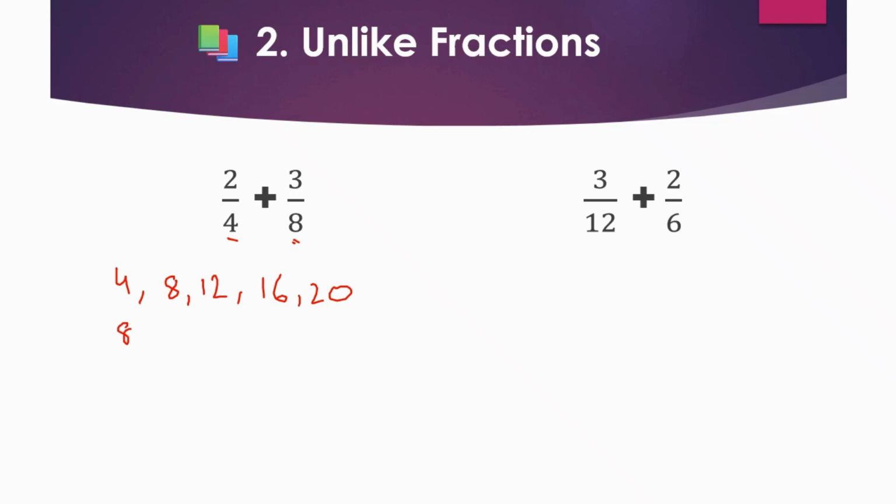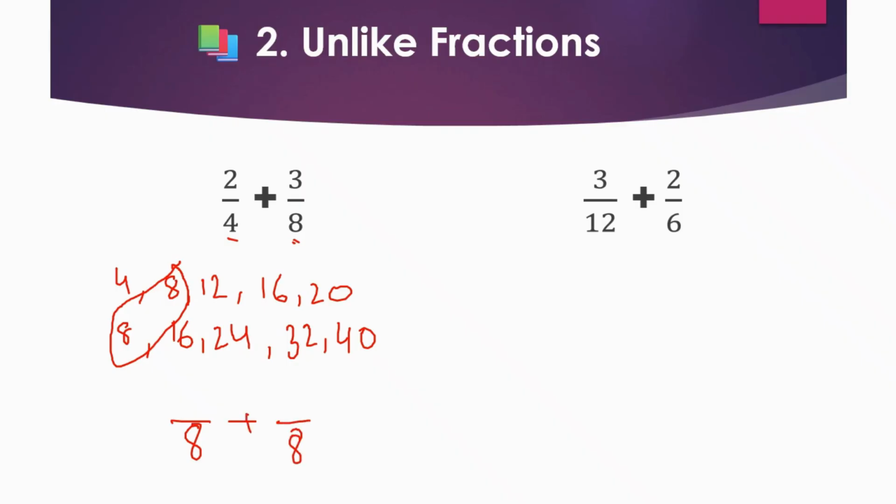Multiples of 8 are 8, 16, 24, 32 and 40. So we can see the least common multiple is 8. That means both fractions should have denominator as 8. Let's write the denominator as 8. We can see the second fraction already has 8 as denominator, so we can write it as it is.